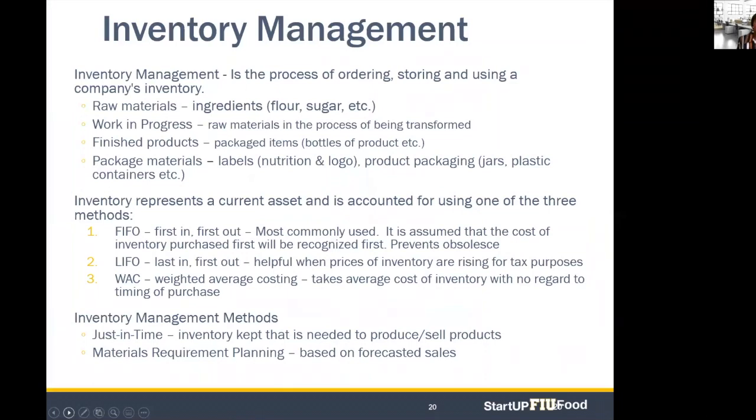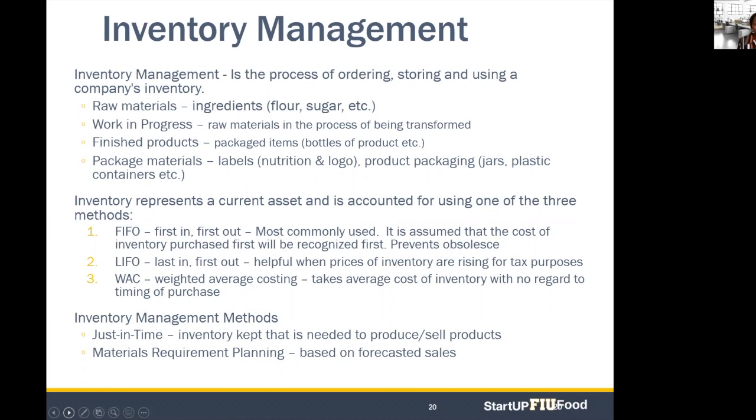Okay. So I wanted to touch on inventory management, just briefly. It's going to be very high level, but I definitely wanted to make sure that we got to it, because I know that some of you guys will have inventory or do have inventory. So obviously inventory management is a process of ordering, storing, and using your company's inventory.